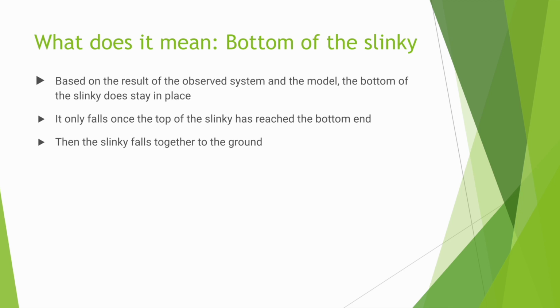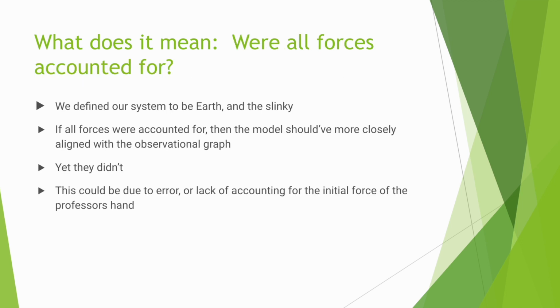So what does it mean? Does the bottom of the slinky stay in place? Yes, it does. Based off the model and the observed system, it only falls once the top of the slinky has reached the bottom end, and then they fall together. Were all the forces accounted for? We defined our system to be the earth and the slinky, which includes drag, gravity, and the tension force of the slinky. If they were all accounted for, the model should have been more closely aligned, but it wasn't. This could be due to error, or due to a lack of accounting for the initial force of the professor's hand, which might have altered the ability for the slinky to fall in time. Thank you.